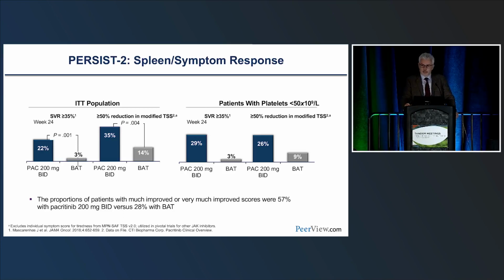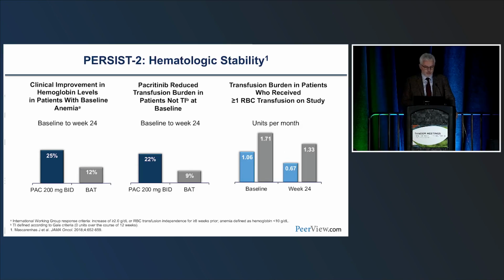What do we expect? On the left side, intent to treat analysis, again, everybody with platelets below 100, it may be 0, transfusion-dependent patients, it doesn't matter. You can see on the left side, spleen volume response, first set of bars, 22 versus 3, and the second set of bars, 35 versus 14 for the quality of life improvement. If we focus only on patients with platelets below 50, that's on the right side, 29 versus 3 for the spleen, and 26 versus 9 for the symptoms. In other words, the platelet number does not matter for use of pacritinib.